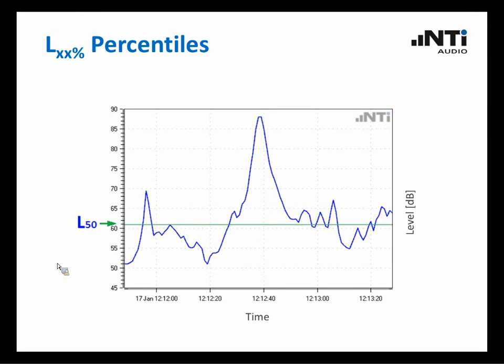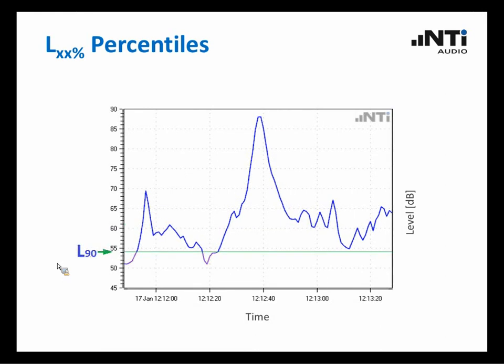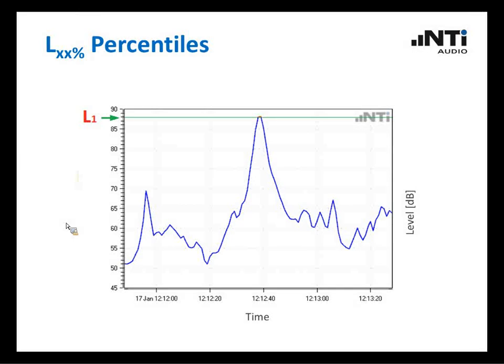Well, we can calculate the percentiles, of course, also for other percentages, like for instance the L90, which stands for 90% of my samples being above that line, or L10, which could be interpreted as during 10% of the time the level was higher than the corresponding value, or the L1, which is very similar to the Lmax, representing just 1% of the samples that have exceeded this value. So this is quite a good indicator for the maximum peak, the maximum level that has occurred during my measurement.